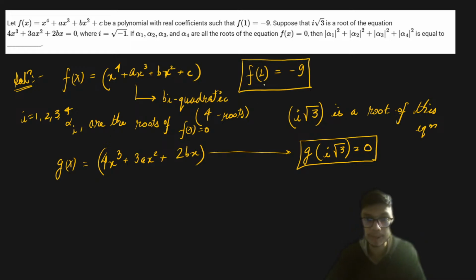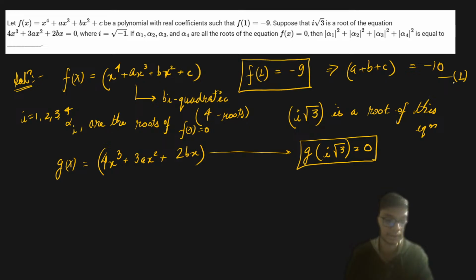Now, if we put in the information that x equals 1 over here, we are going to get a plus b plus c equals minus 10. That's our first equation, right? And also it is said that this is the root.